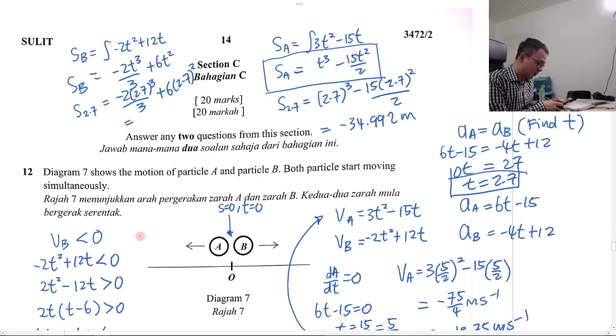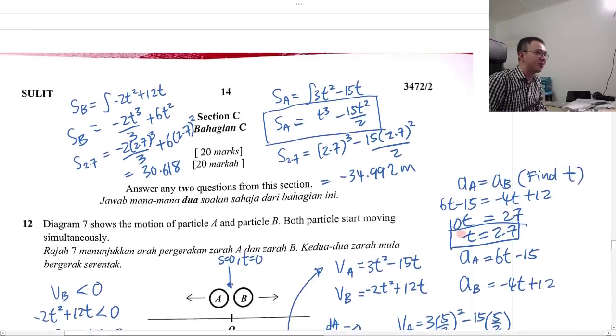2.7 cubed over 3 plus 6 multiply 2.7 squared. Alright, so I get the distance is 30.618. So what is the meaning over here? If I got two different values here, it means what?